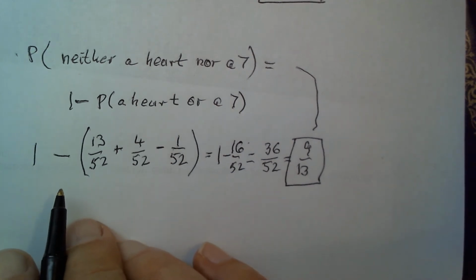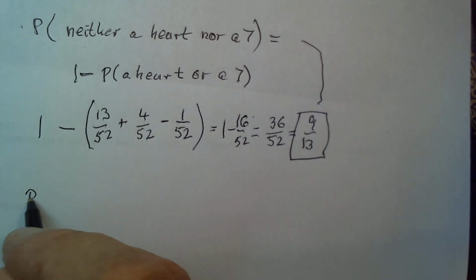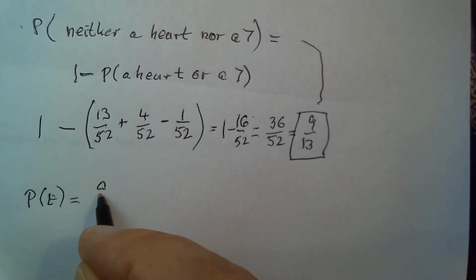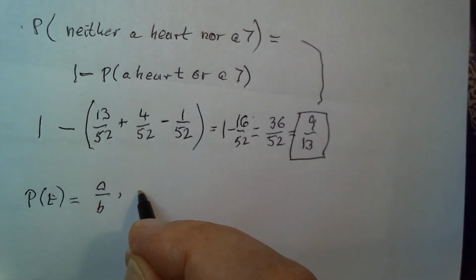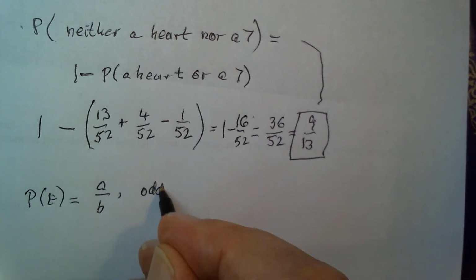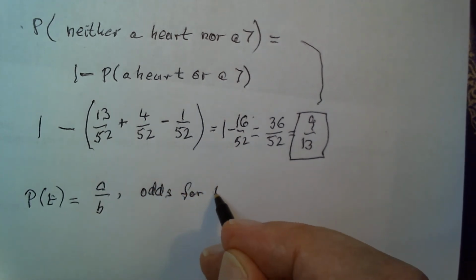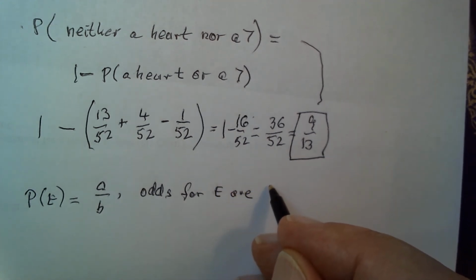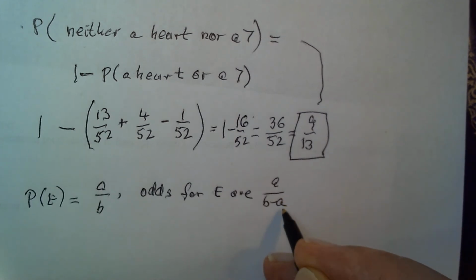Well, as in the previous example, if an event E has a probability of A divided by B, then the odds for this event are A divided by B minus A.